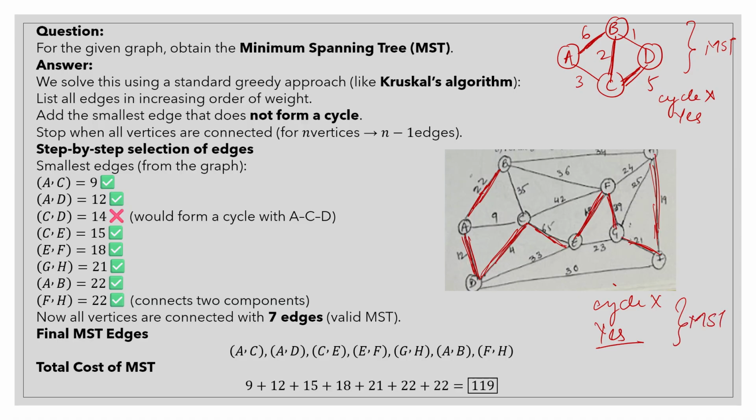But we have to show our steps when we are solving the question. So these are the steps. Please try to solve this question using these steps. First, you list all the edges in increasing order of their weight. Then add the smallest edge such that it does not form a cycle. If it forms a cycle, you skip it. And you compute the total cost of the MST. So let's move on to the next question.